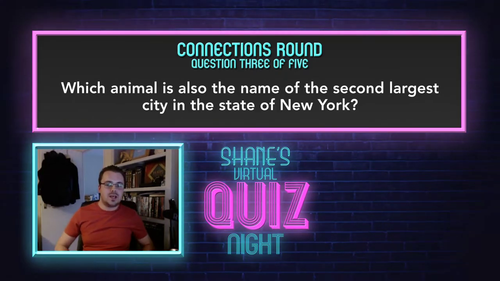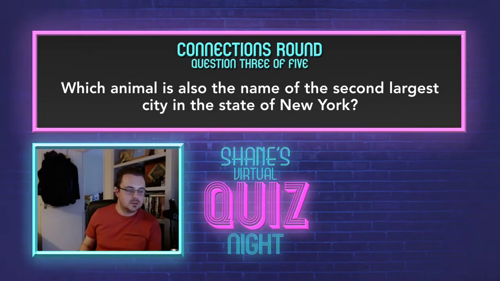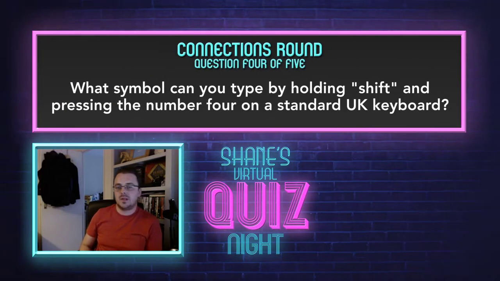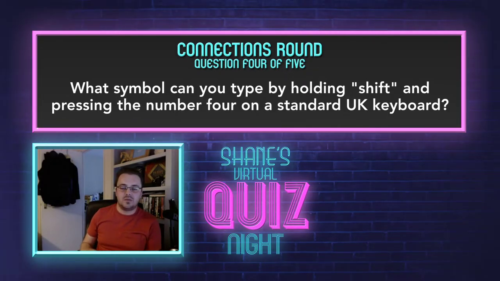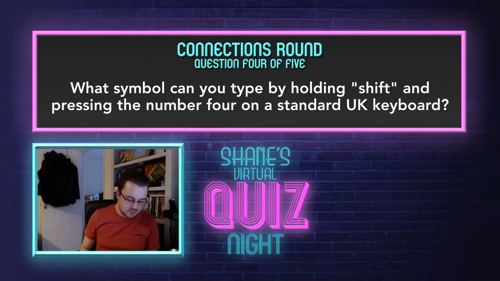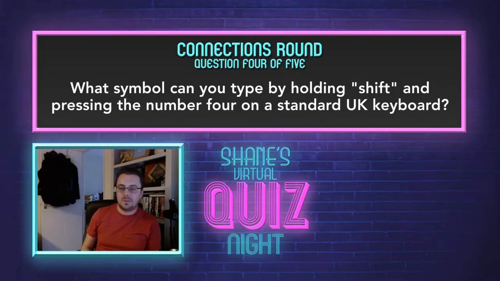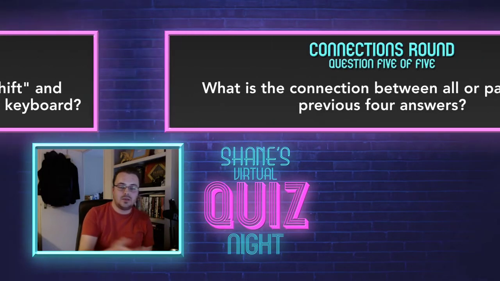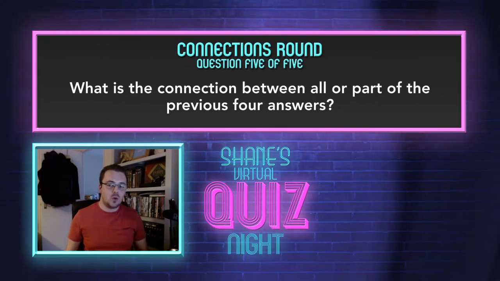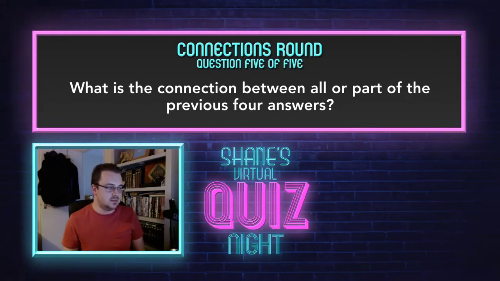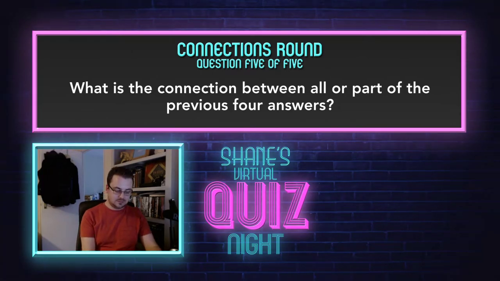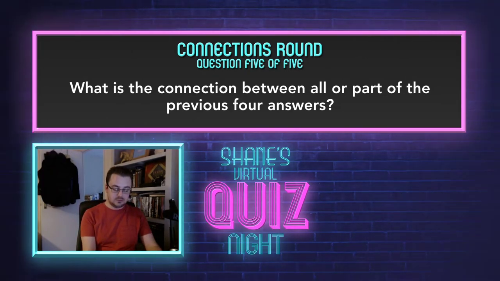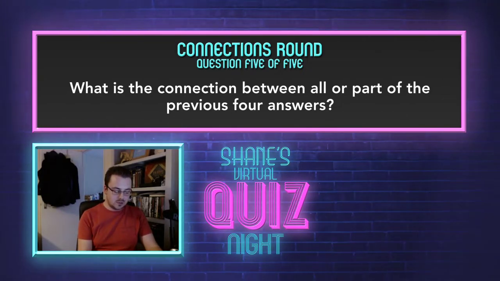Your third question was, which animal is also the name of the second largest city in the state of New York? Your fourth question was, what symbol can you type by holding shift and pressing the number 4 on a standard UK keyboard? And the fifth question was, what is the connection between all or part of your previous four answers? Give you a little more time just to figure it out if you haven't already got it.